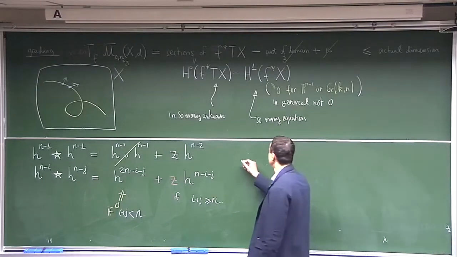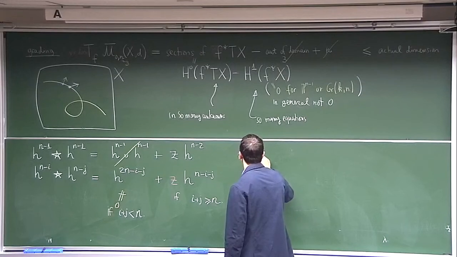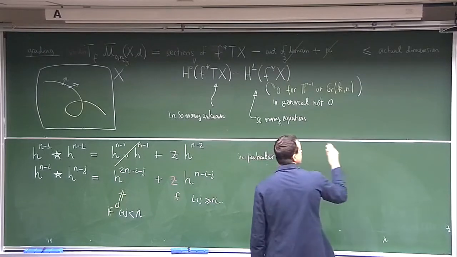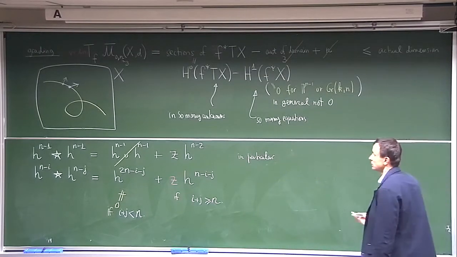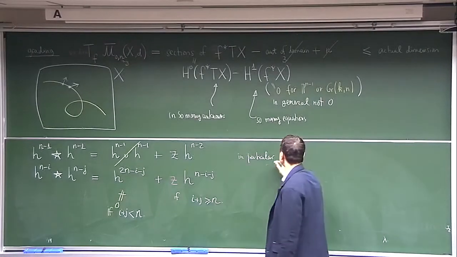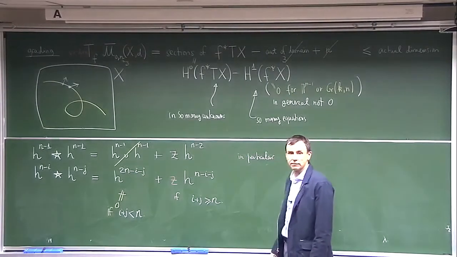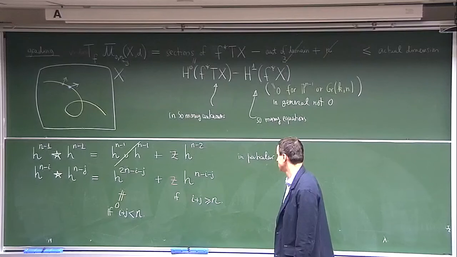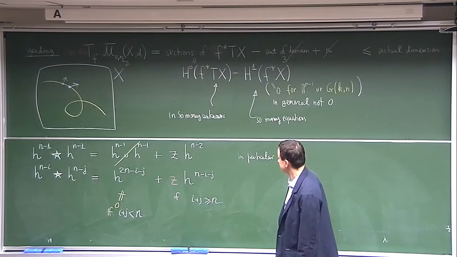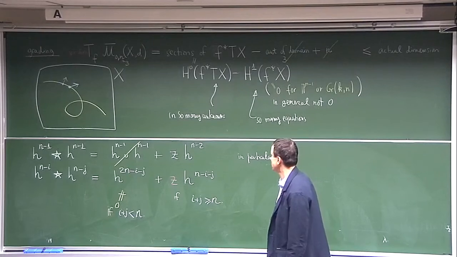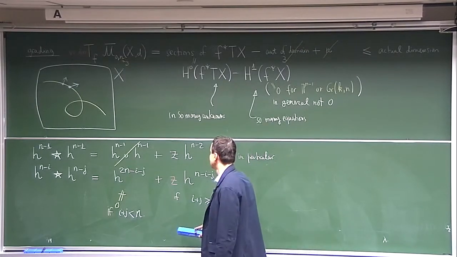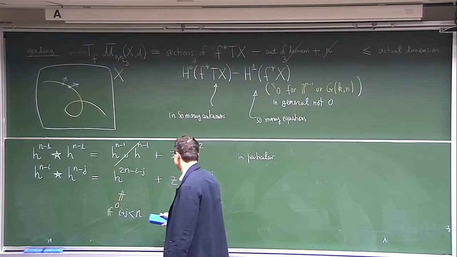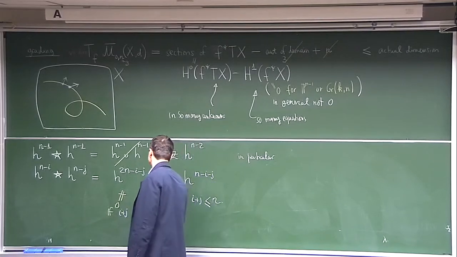And so in particular, this ring is still generated. This was a ring generated by one element, H, and so after deformation it will still be generated by one element. Maybe this is right. So this is less or equal, and this is greater. Yeah, thank you.